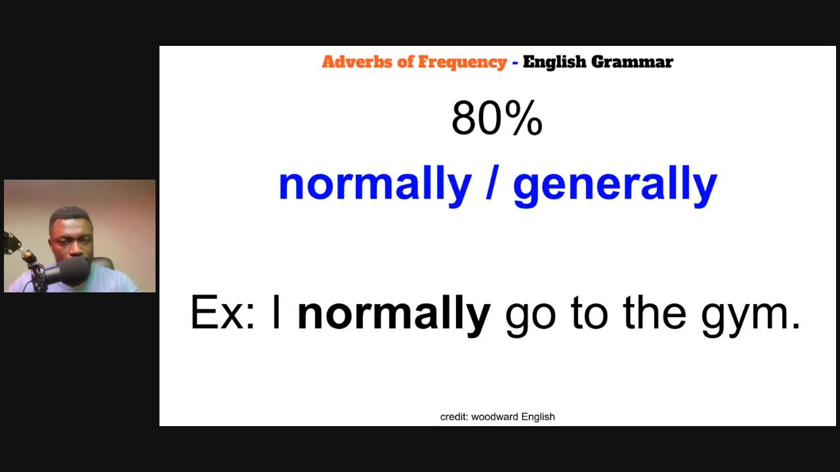So now, normally or generally. When we say normally or generally, we're talking about 80% of the time. For example, I normally go to the gym. So it means that I go to the gym a lot, okay, but not all the time. Normally, generally, 80% of the time.